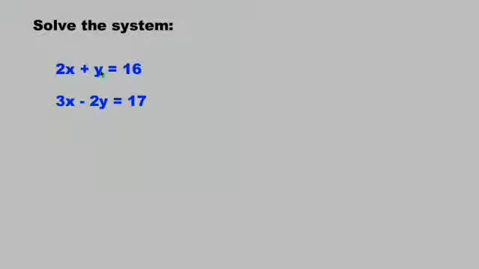So I notice I have a positive 1y and a negative 2y. And it would be awesome if this y wasn't a y and instead it was a 2y. So I'm going to go ahead and I'm going to multiply the entire equation by 2. So 2 times 2x is 4x. 2 times y is 2y. And then obviously 2 times 16, grab your calculator, that's 32.